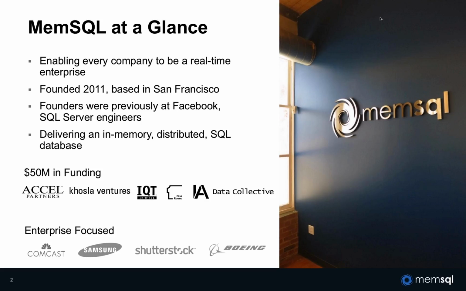To date, we have about 50 million in funding from companies such as Accel, the company that incubated Cloudera, Coastal Ventures, and even In-Q-Tel, the investment arm of the CIA. Our customers are all large enterprise companies. Some examples are shown in this slide, such as Comcast, Samsung, etc.